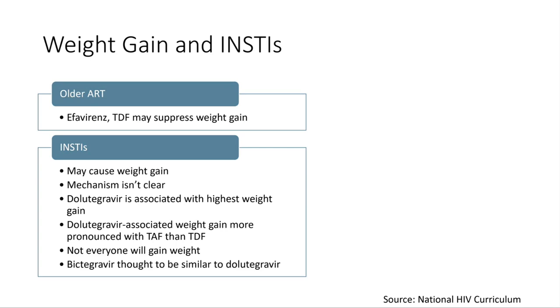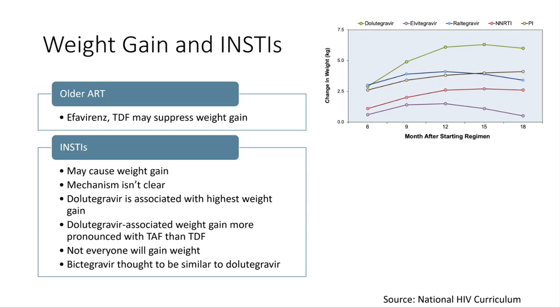So for integrases, the mechanism isn't clear. Dolutegravir is generally most associated with the highest weight gain. In this graph, dolutegravir is the top one, in green. There are a couple other integrase inhibitors, an NNRTI and a PI in this graph as well. The general trend is that over time, people do gain a couple pounds over the years, just in the general population. This one shows about a 5 kilogram weight gain over a year and a half with dolutegravir, which is about 12 pounds. And generally, bictegravir is thought to be similar to dolutegravir in the effects in these studies.